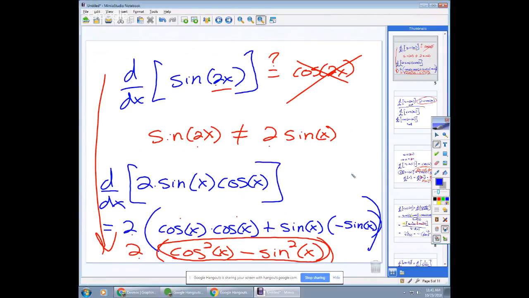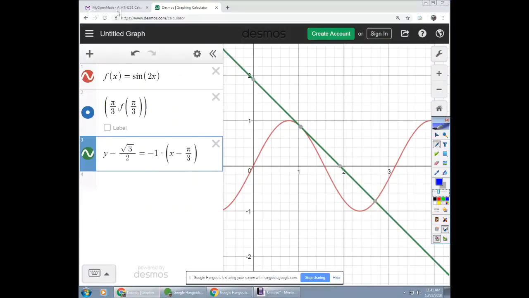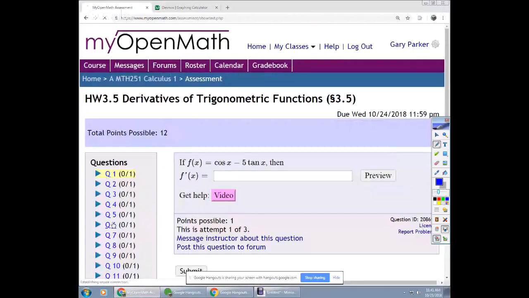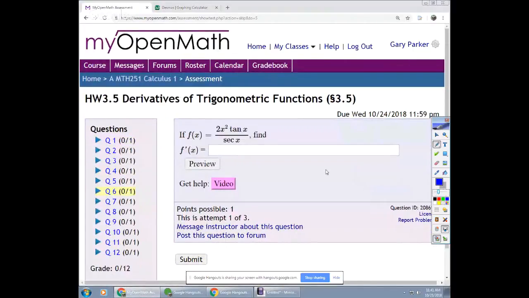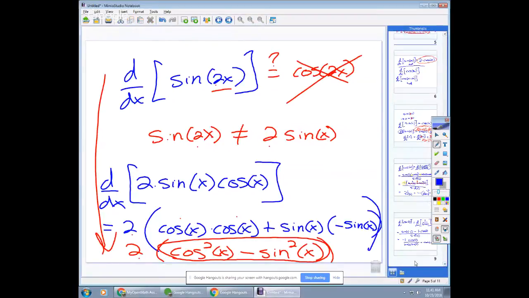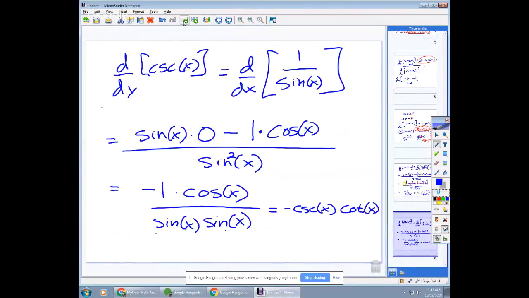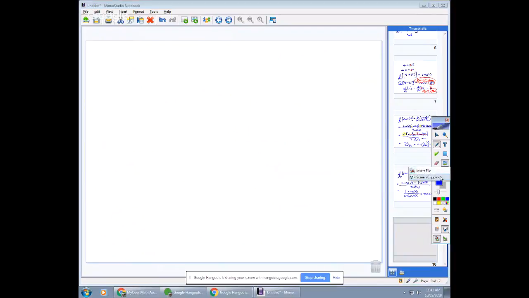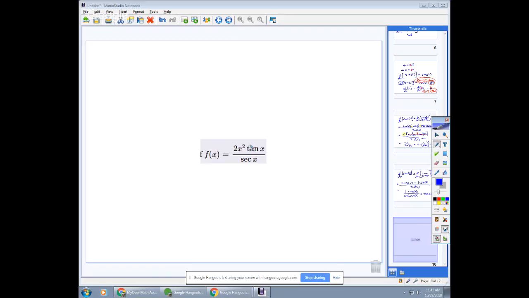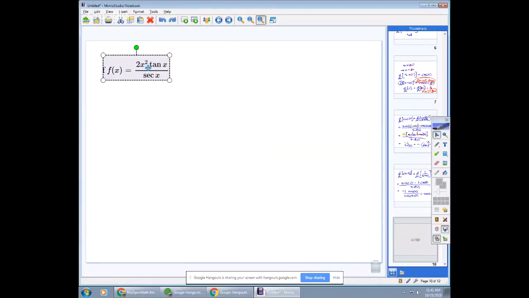Does anybody have a homework problem they want to look at? 6 on 3.5. 6, 3, 5. Ooh, that's a beauty. Okay, let's do it. I'll fix my notes later. New page, screenshots. Oh, meant to drag it. There we go.